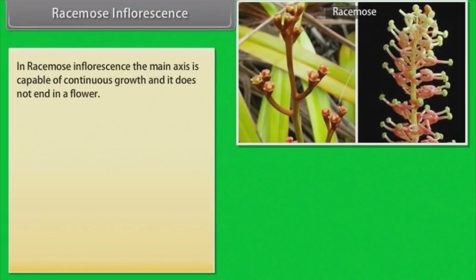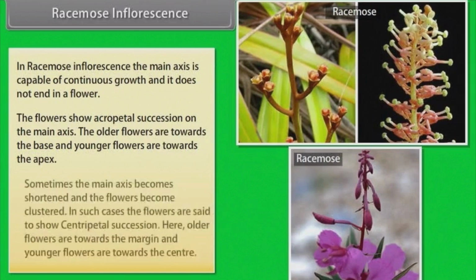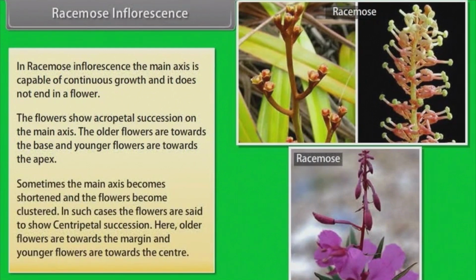Racemose inflorescence. In Racemose inflorescence, the main axis is capable of continuous growth and it does not end in a flower. The flowers show acropetal succession on the main axis. The older flowers are towards the base and younger flowers are towards the apex. Sometimes the main axis becomes shortened and the flowers become clustered. In such cases, the flowers are said to show centripetal succession. Here, older flowers are towards the margin and younger flowers are towards the center.